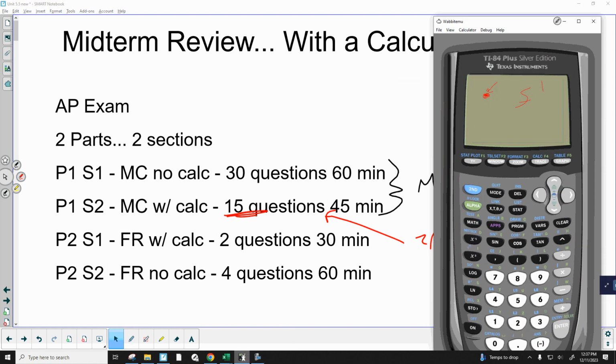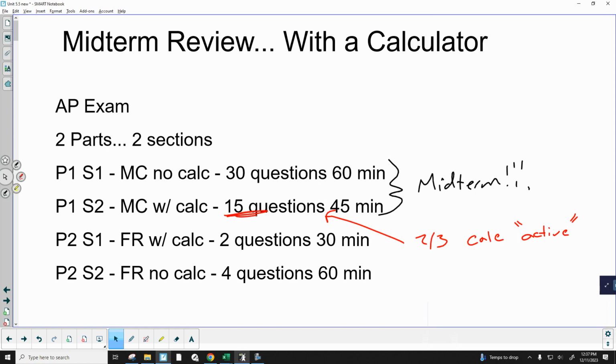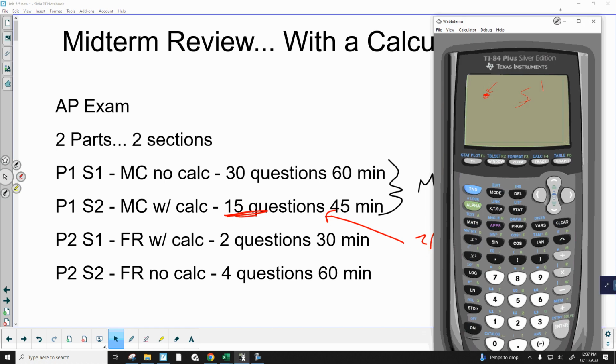Now we have our calculators. What we need to do is make sure our calculators are ready to be used, which means you should be in radian mode. And probably safe to just reset everything, okay? Get your stat plots off, get all of your diagnostics off, just get everything set up for success.